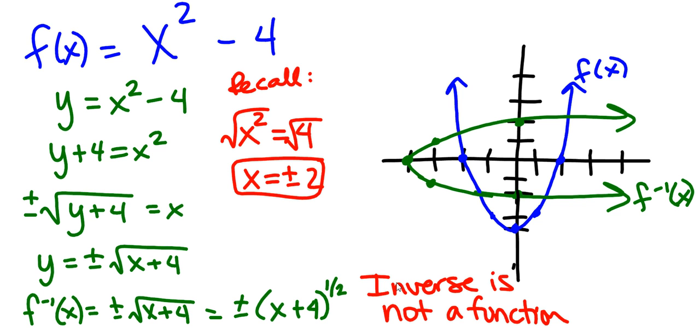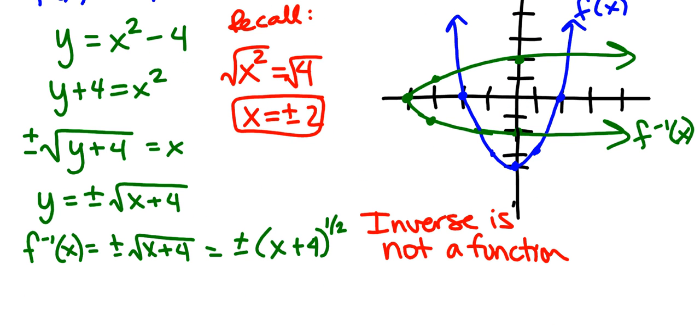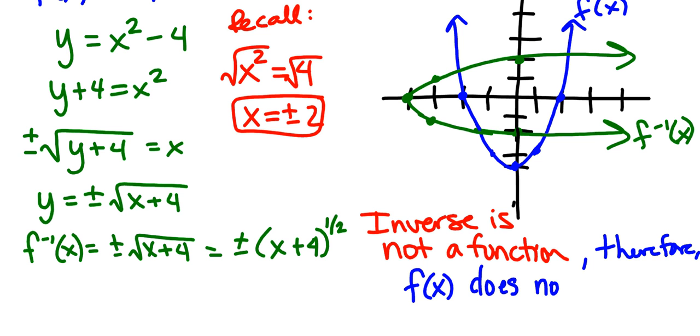So if the inverse is not a function, then does this parabola, the original function, have an inverse? No. So therefore, if the inverse is not a function, then the original function does not have an inverse.